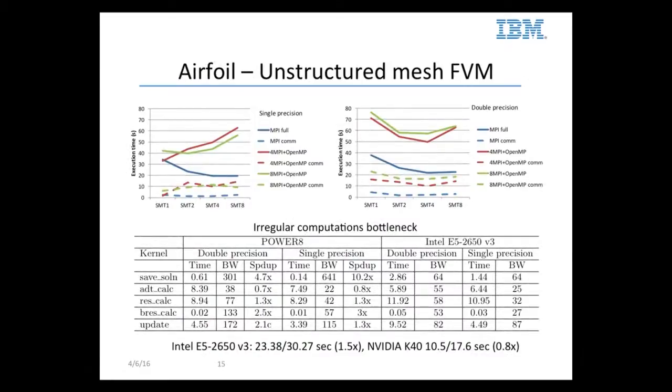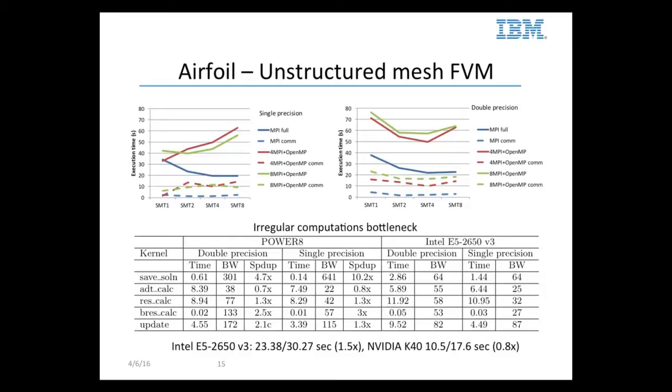The other example would be an unstructured mesh finite volume method application, where computations are much more irregular. You no longer have that nice structured memory access pattern. The compiler can no longer really automatically vectorize any of this. But even then, we see fairly good performance, although more with MPI.